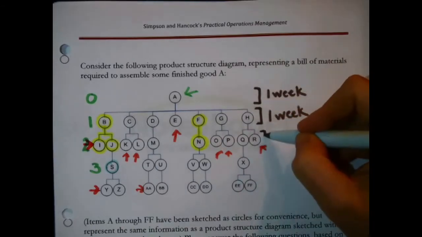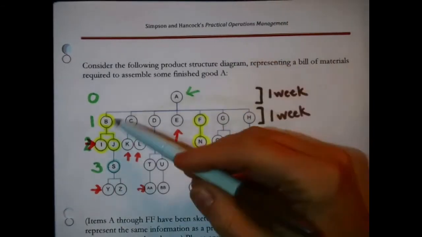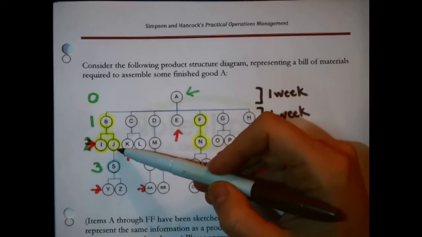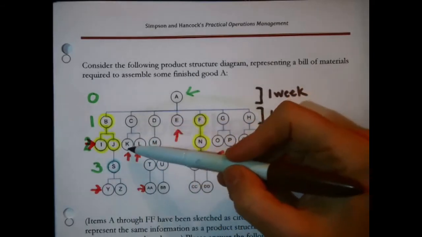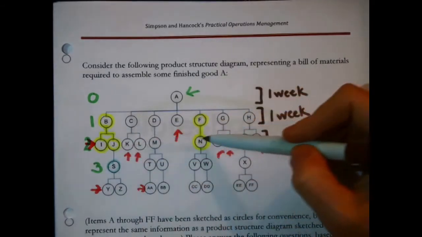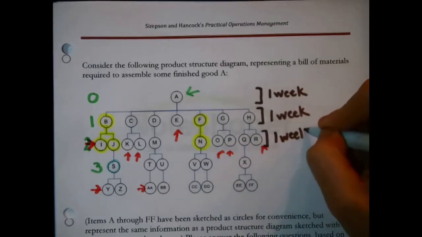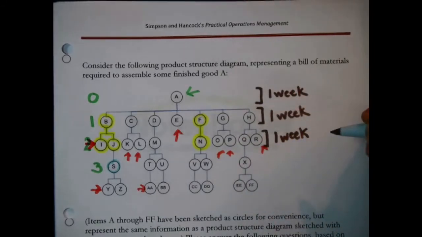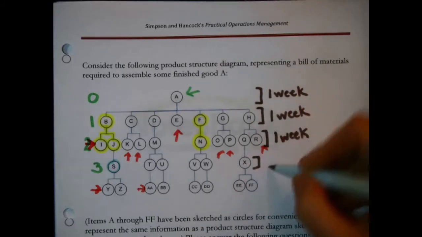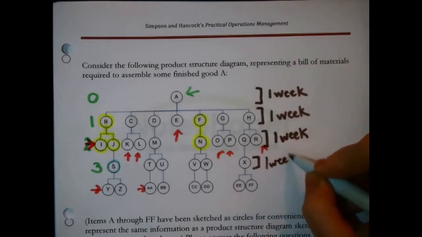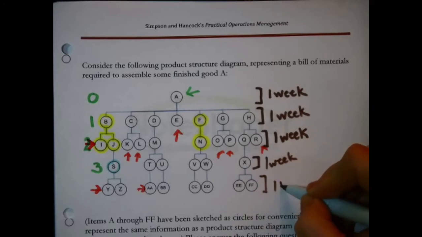And the same thing here. Well, you can't assemble a B unless you have an I and a J. You can't assemble a C unless you have a K and an L. To get any of the items here, and we assume we can get any of them simultaneously, they all take 1 week. This is going to take 1 week here. And this is going to take 1 week here.